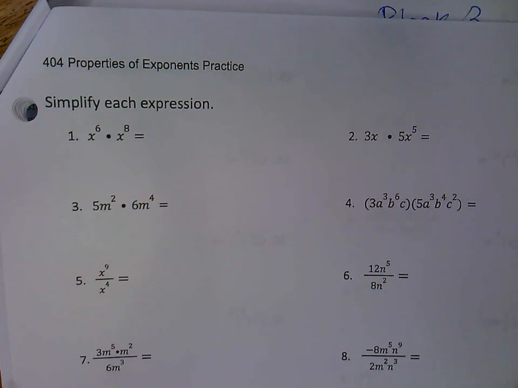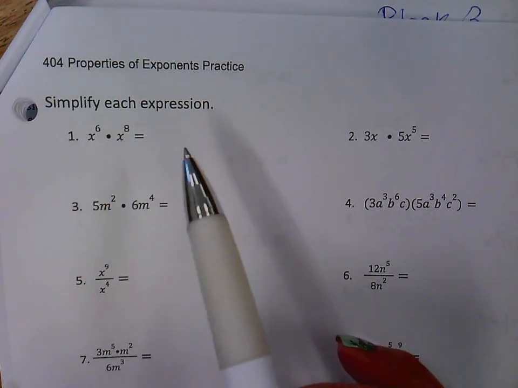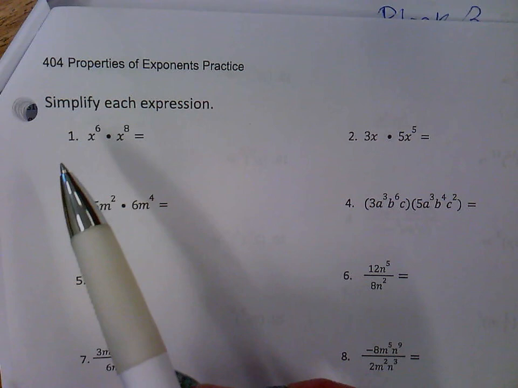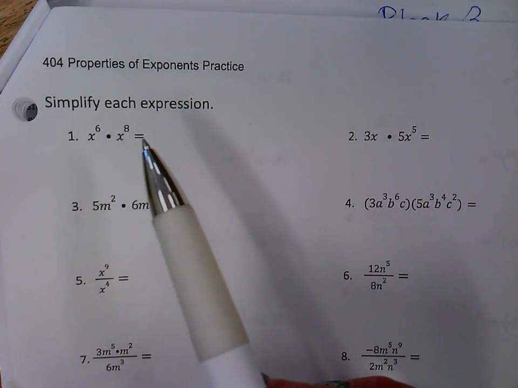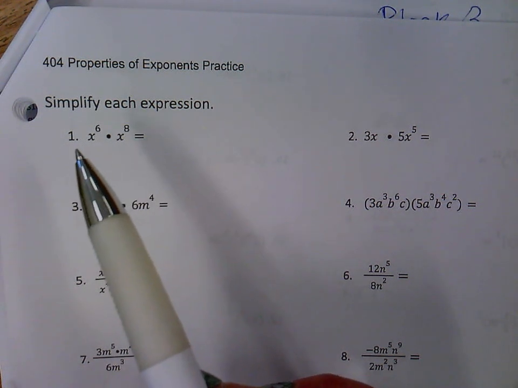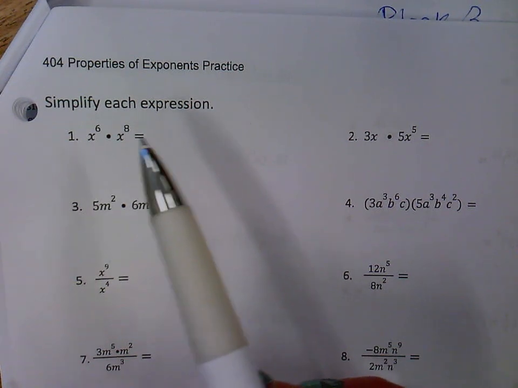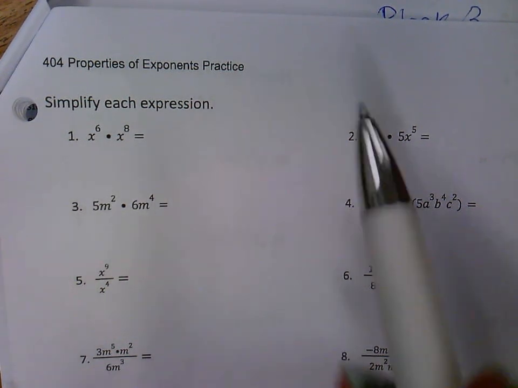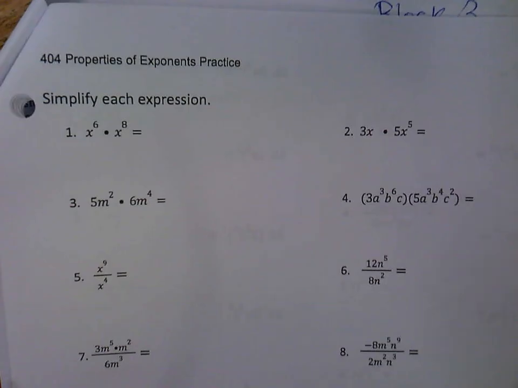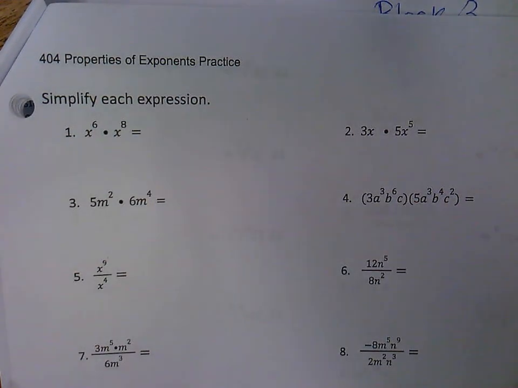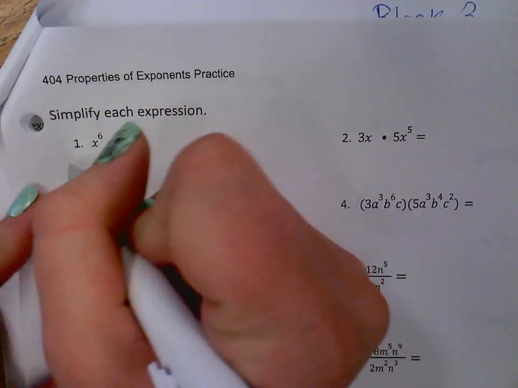Okay, so if you forget the property, remember you could write out your repeated multiplication. This would be x times x times x 6 times, x times x times x 8 times. What's the rule for number 1? We're multiplying. So how many x's would be strung all together being multiplied? I don't want to write them out. It is 8 plus 6. I could write them out, but it would be easier to memorize the rule.